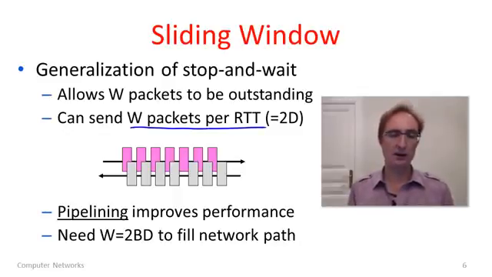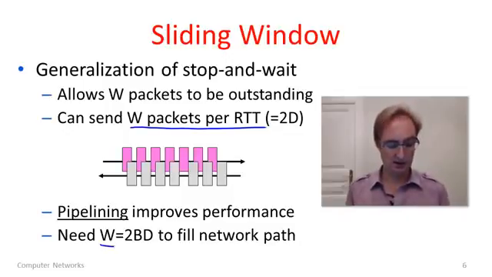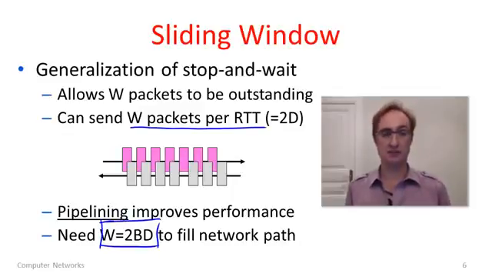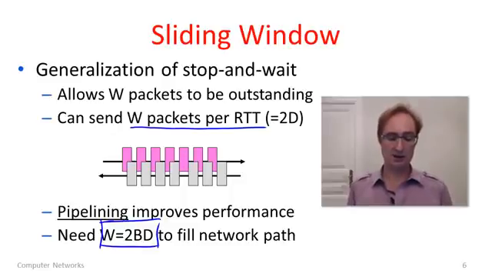The pipelining here that we're getting by sending multiple packets at once is what's improving performance for us on the network. To use the entire network path, so if I have a rate of 10 megabits per second, to use all of that, I would want the window to be large enough so that it is the same as 2BD expressed in packets. The reason for this is that we said you can send W packets per round trip time. A round trip time is really 2D.